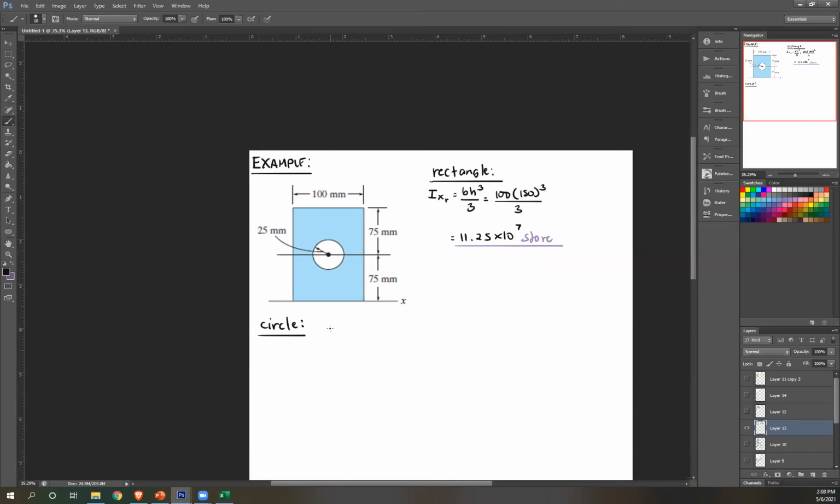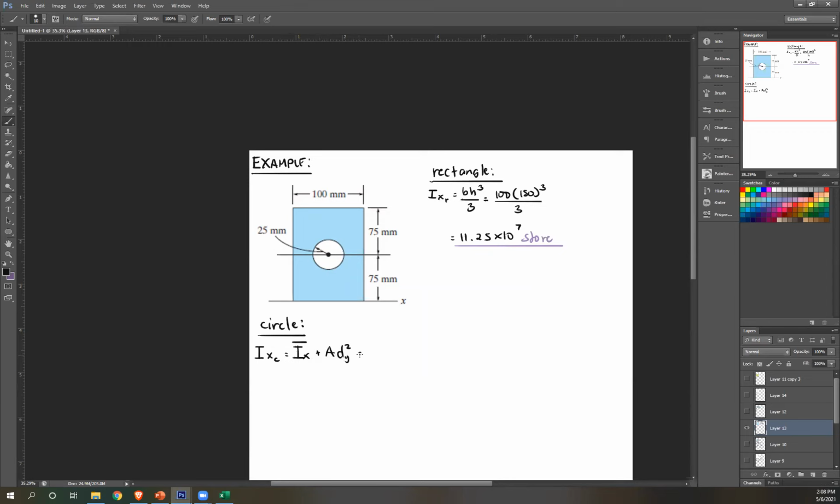Okay, so for your circle, let's see. This is our axis in question. This is your circle, so the axis of your circle is not on here. So we're going to use the parallel axis theorem, since the only equation that we know is the moment of inertia about the centroid. Using the parallel axis theorem, let's call this IXC for the circle. The equation for that is centroidal moment of inertia plus A d squared.